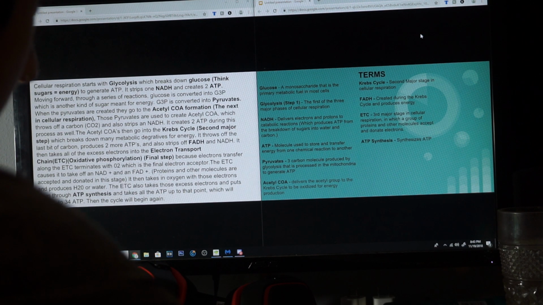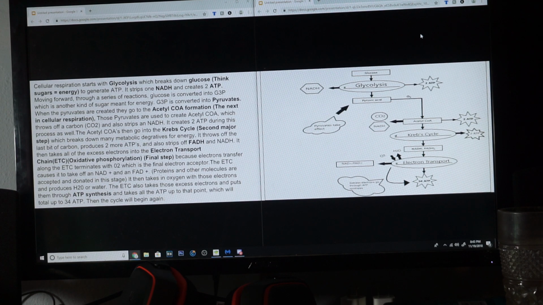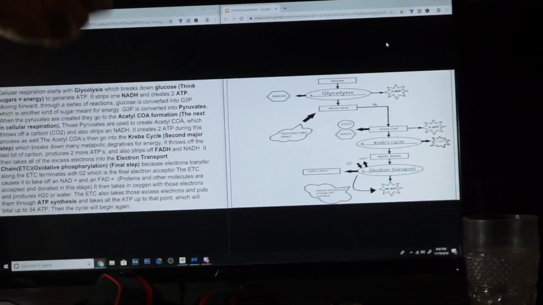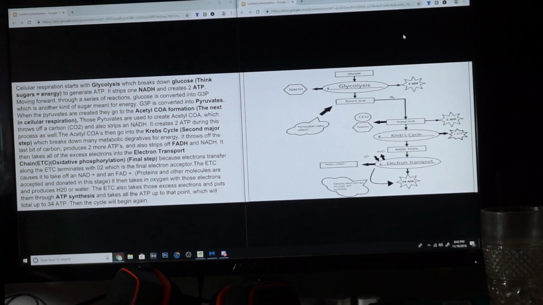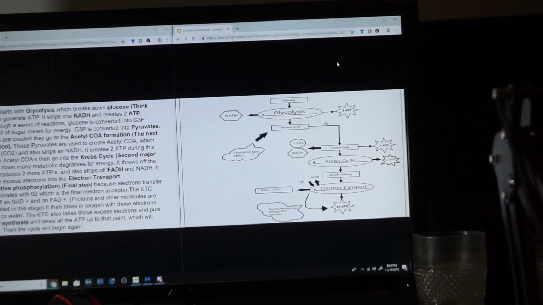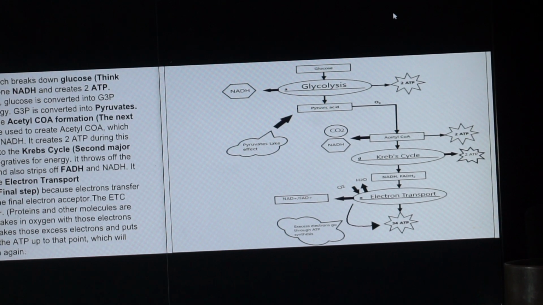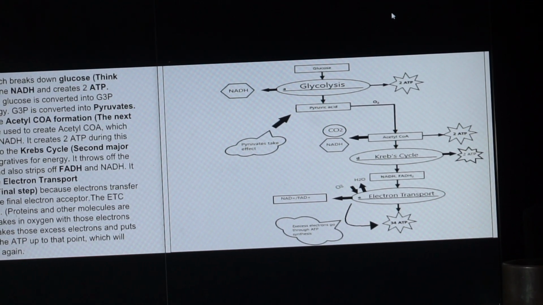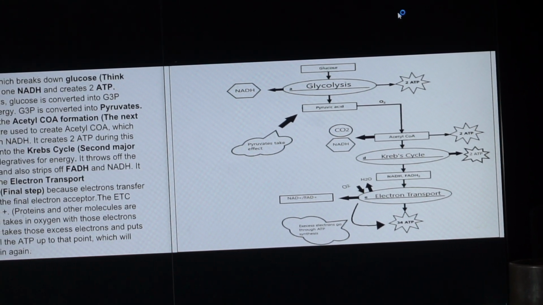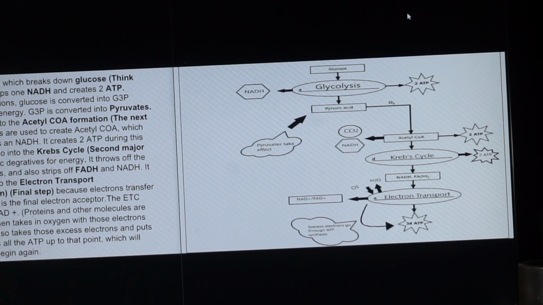Then, here's a diagram that easily explains it. The glucose, the energy, goes through glycolysis, which is the starting point where it all continues. It then creates NADH and 2 ATP. The glucose then goes through the pyruvic acid, which then goes into G3P and becomes pyruvates.